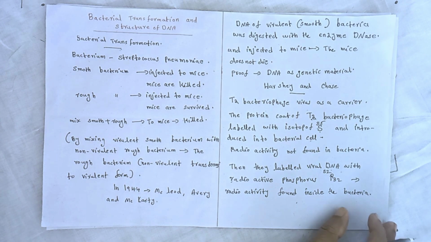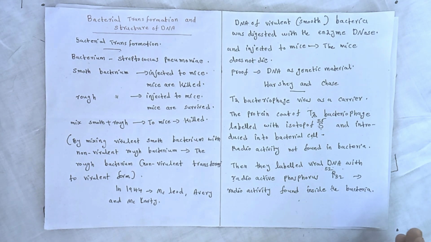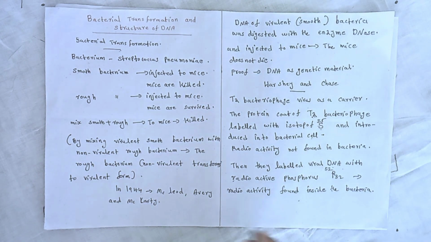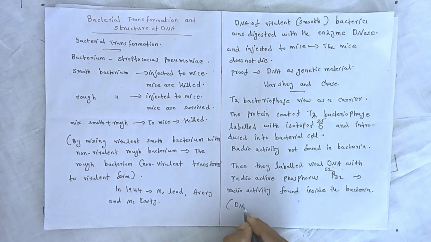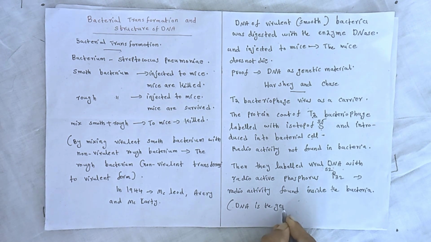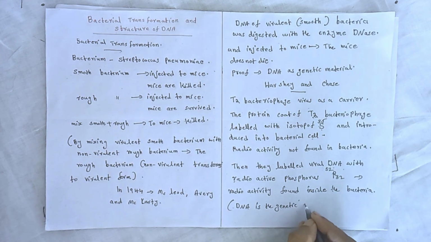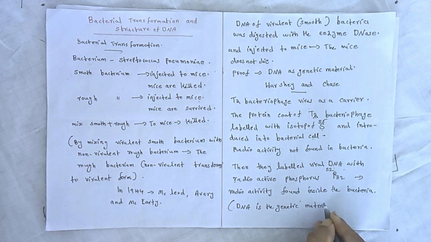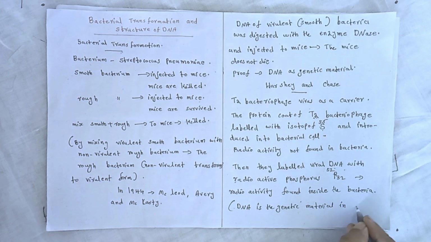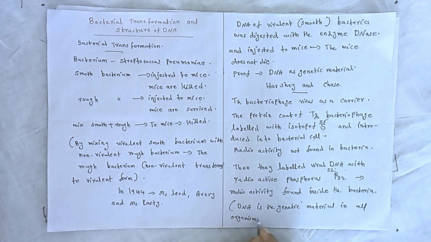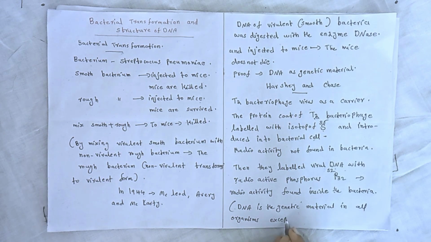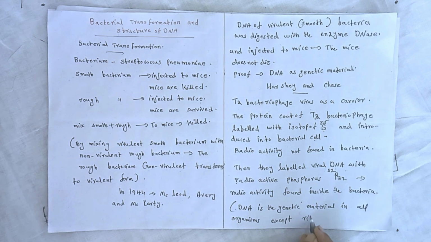So they discovered DNA is the genetic material in all organisms except retrovirus. The result of this experiment is that DNA is the genetic material in all organisms except retrovirus.